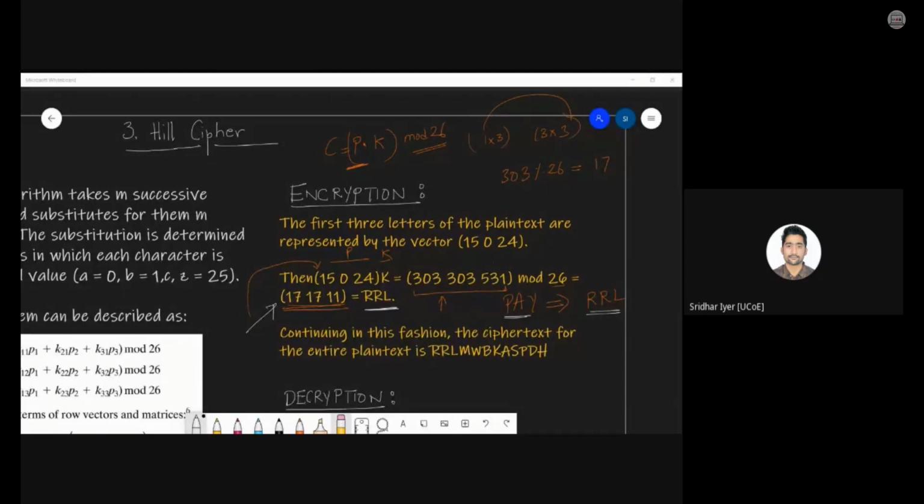Others also, if you are having any doubts, you can let me know. Fine. So likewise, we have completed the entire plain text and we got this particular ciphertext for the corresponding plain text, which was "pay more money". So we got RRL, MWB, KAS, PDH. So this is the ciphertext you have got for the plain text.